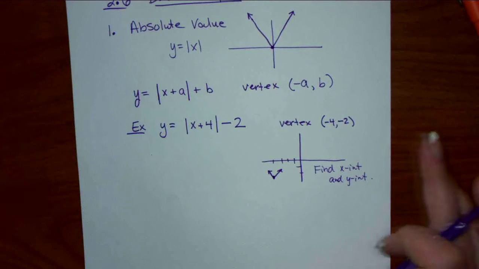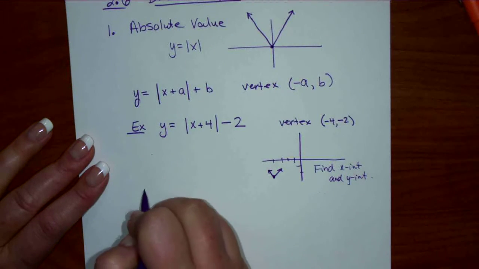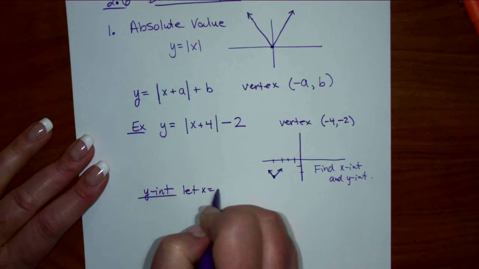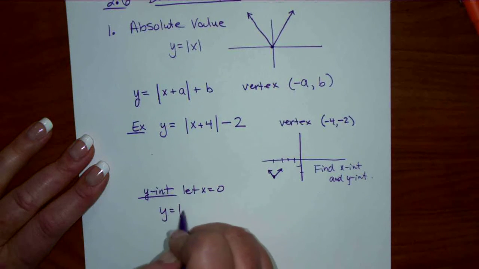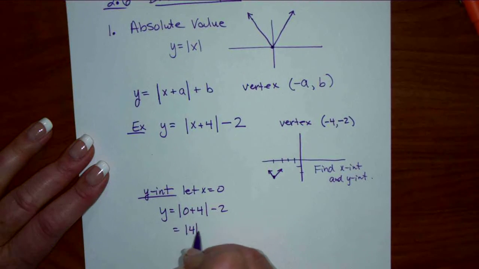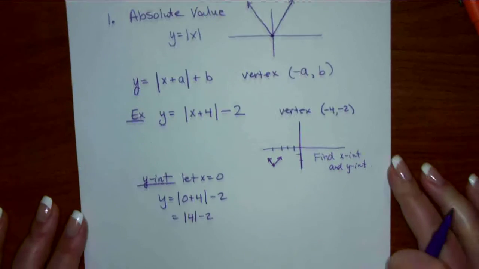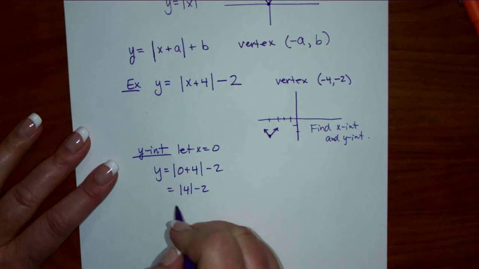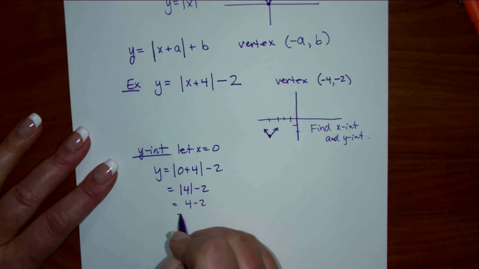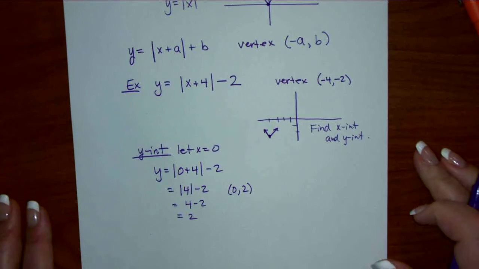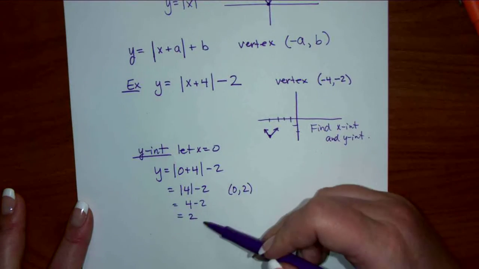Okay, so the y-intercepts are the easy ones. We let x equal 0. What's the absolute value of 4? Remember, it's a distance, just 4. Minus 2. 2. x was 0, and we plugged in 0 and found y was 2.